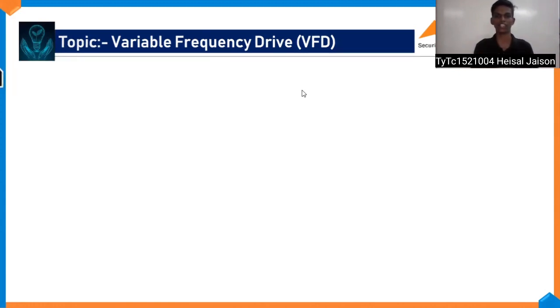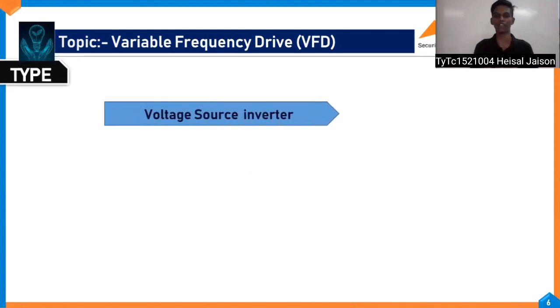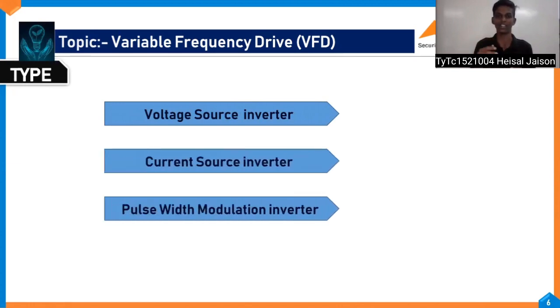Then if we go to the next, which is the types of VFDs. The VFDs are differentiated into mainly three types based on their AC output. So there are three types of inverter, and only in those three types are VFDs differentiated. As you can see at the bottom, the three types are voltage source converter, current source converter, and pulse width modulation. Those are the main three types of VFDs.